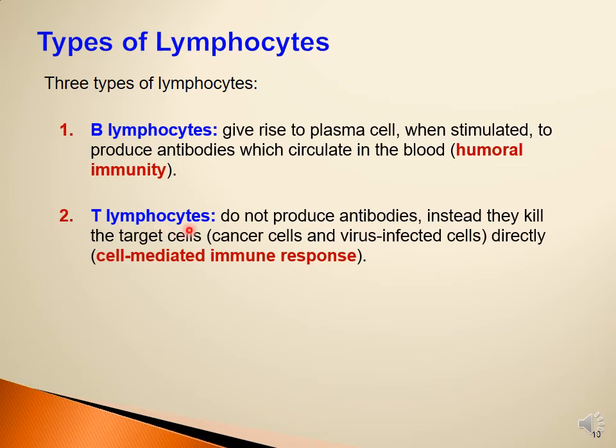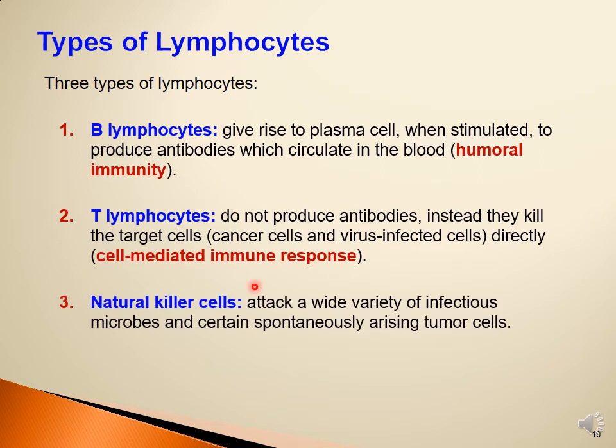Then we have the T lymphocytes. They do not produce antibodies, instead they kill the target cells like cancer cells and virus-infected cells directly. And they form the cell-mediated immune response of the acquired immunity. And of course, we know very well that T lymphocytes are of different types. We have the helper T cells, the cytotoxic T cells, and the regulatory T cells.